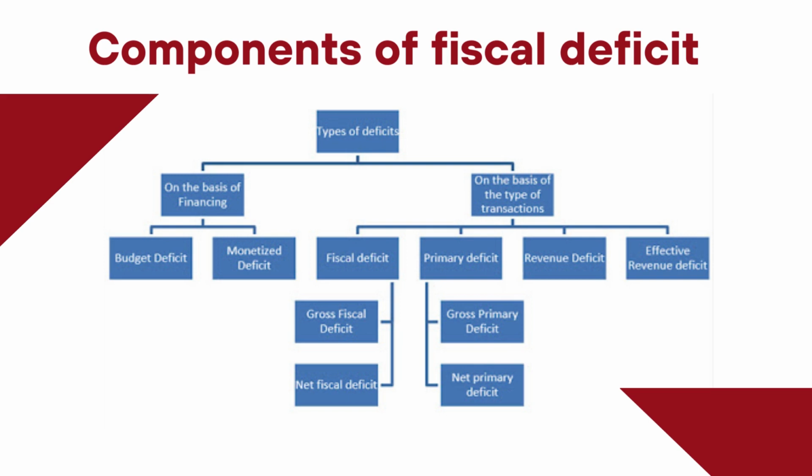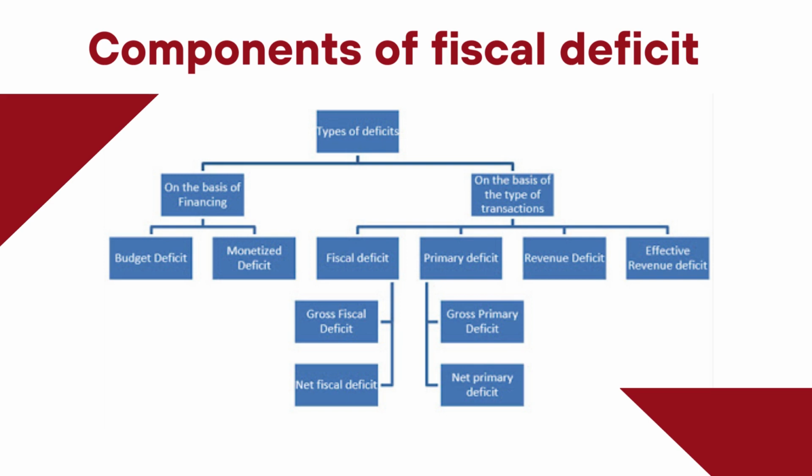The second component is the capital deficit or the capital expenditure. It occurs when the government's capital expenditure exceeds its total capital receipts. It includes investments in infrastructure, capital assets, and other development projects aimed at enhancing long-term economic growth. Capital receipts consist of borrowing, disinvestment proceeds, and grants for capital projects.